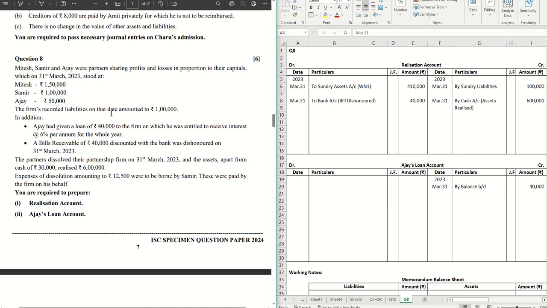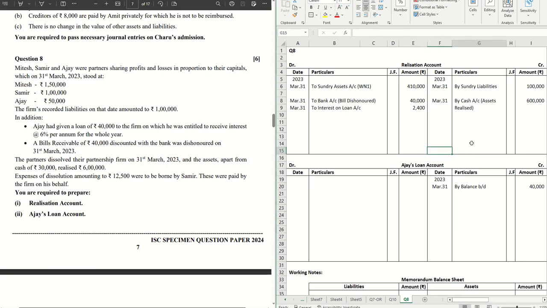Then we have covered all of these. Here we have interest. Ajay was entitled to receive interest at the 6% per annum for the whole year. For this, the interest will be clubbed with the loan. For this, there will be two journal entries. First, you write the interest and then you transfer that through the realization account. So we have interest on loan account debit to Ajay's loan account, and then that is transferred to realization. So realization account debit to interest on loan account. This will be 6% on 40,000, which comes to 2,400. So this realization expense wouldn't come here, as I told before already.